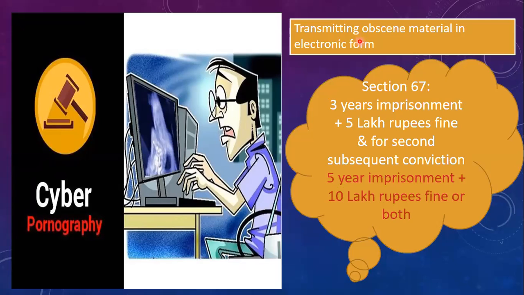And if you do it a second time, on subsequent convictions, you can have 5 years imprisonment plus a 10 lakh rupee fine. So if you do it for the first time, the penalty is less, but if you do it again for the second time, then obviously the penalty goes on increasing. Now don't ask me what if anyone does it for the third time, right? For the first time, this is what it is. For the second time, it is this, and for all subsequent convictions, the rate keeps on increasing. For a second or subsequent conviction, you get 5 years imprisonment plus a 10 lakh rupee fine, or both, right? So that is section 67.